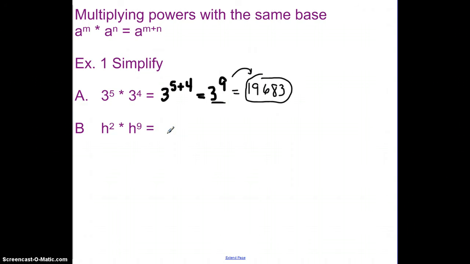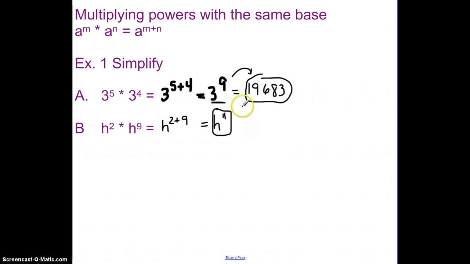Now some problems are easier. If I look at B, these have exponents of h. So h is also going to be my base. And then I'm going to add my exponents, which would give me 11. This is my final answer.